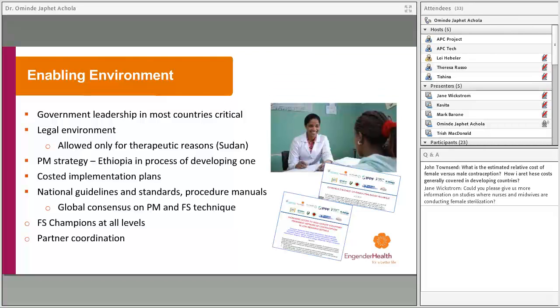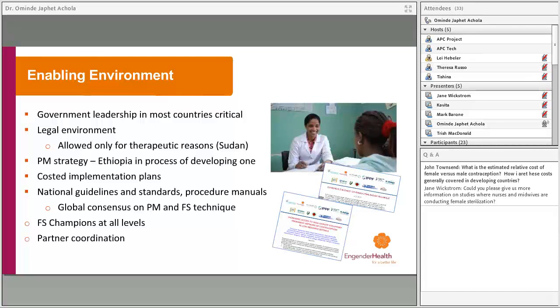Countries have also put in place strategies to give clear direction on how they want to scale up and increase access. Kenya had one, which is long overdue for revision. Ethiopia is currently in the process of developing its strategy. They are costed implementation plans, which almost mirror the permanent method strategy, but these are broader for family planning in a much broader context, and therein you have aspects which focus on female sterilization.